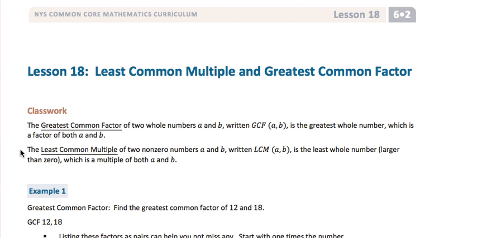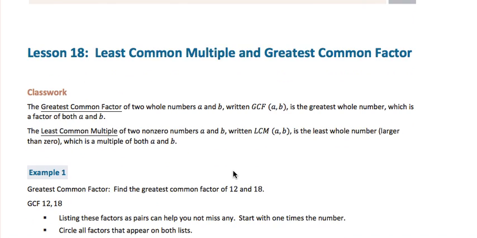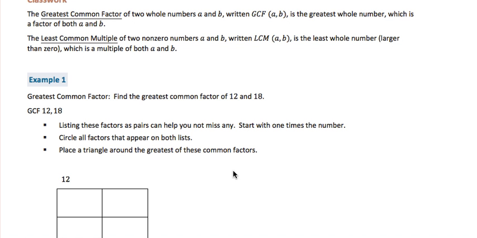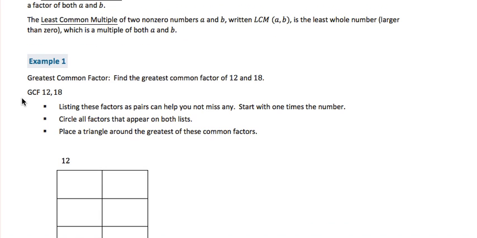On the opposite side is the least common multiple, and the least common multiple is the smallest or least whole number, larger than 0, which is a multiple of both A and B. So to make sure that we're clear about that before we start the exploratory challenge, we need to look at the greatest common factor. And our example numbers are 12 and 18.